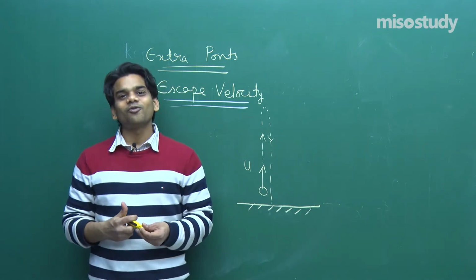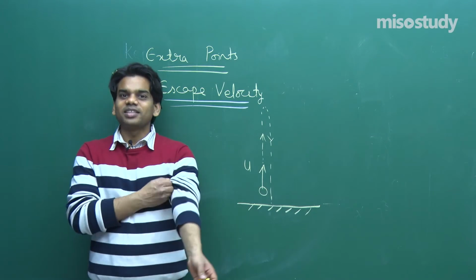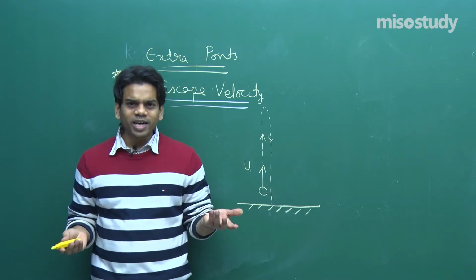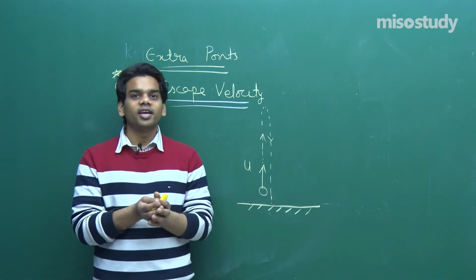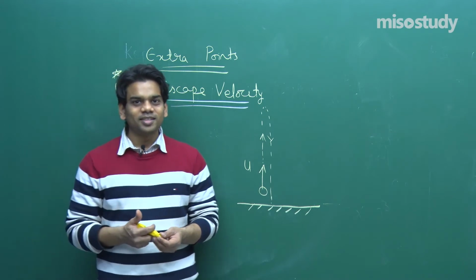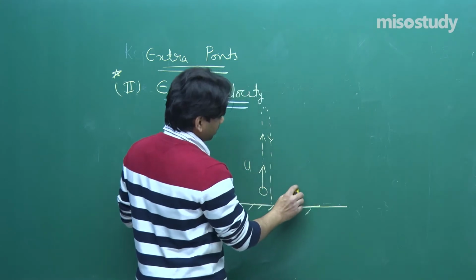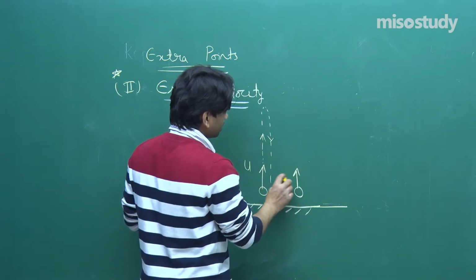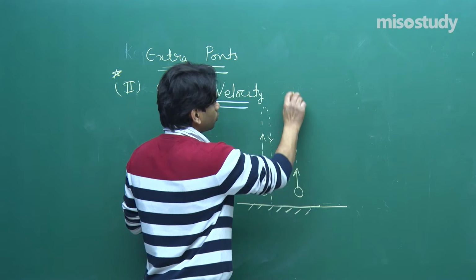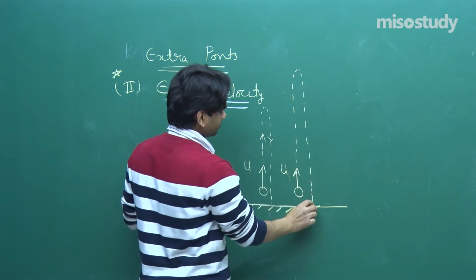Now, second thing, what if I give more speed? In that case, more height will be traversed by the object. You see here, I gave more speed, it went through more height, and it came back to me. In the second case also, it will come back. So if I increase the speed, say to u1, it will go through more height, but again it will come back.